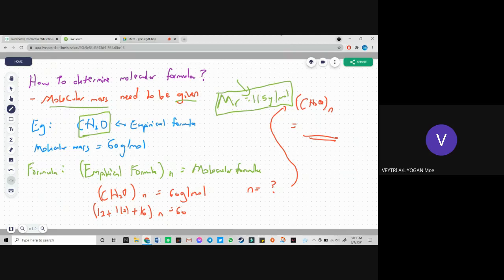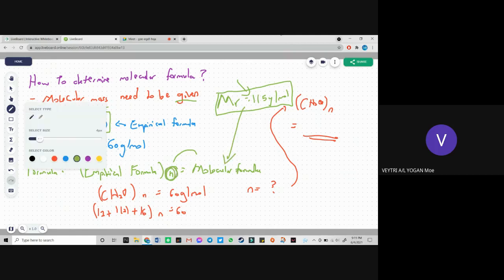Dia kena darab dengan certain number, and that certain number is called n, untuk dapatkan value of n. Okay? So basically, dia bagi MR ni untuk substitute sini for you guys to get the number or value of n. Okay. How does this thing work? Let's have a look.